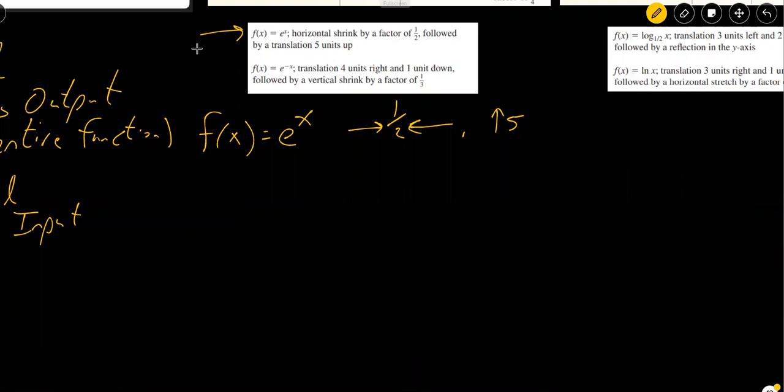So step 1, I'm going to rewrite this. I'm going to multiply the input by the reciprocal of 1/2. The reciprocal of 1/2 is 2. So on the function notation side, it would just look like f of 2x. And on the actual statement side, I'd have e to the 2x power.